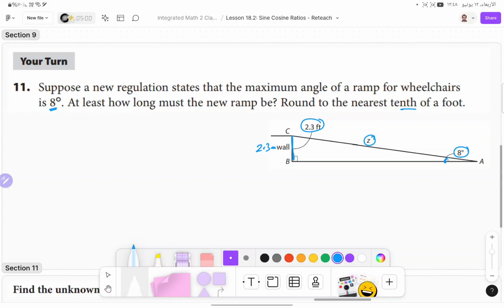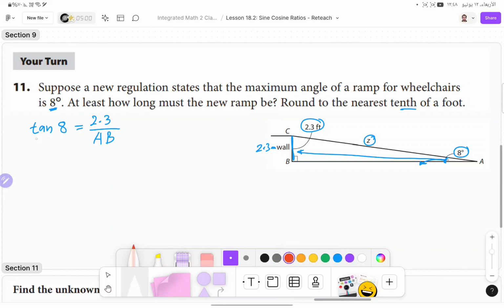So now let's try to use the trigonometric ratios. I will start with tan. So tan of the angle given, which is 8, equals opposite over what? What's the opposite of 8? It's the wall, which is 2.3, over the adjacent. Let's say the adjacent is AB. Can I find AB? Okay, I can find AB. So now let's find AB.